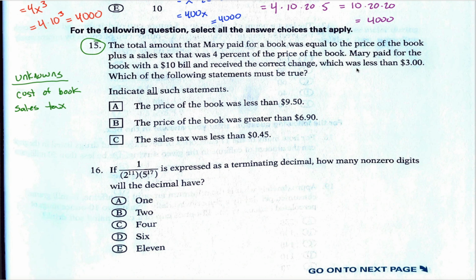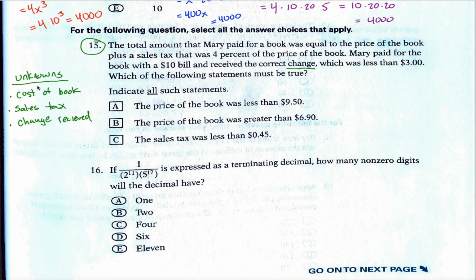If you go back to this problem, we also don't know how much change she received. I-E, E-I, I never remember that one. I guess it should be E-I, right? I before E except after C, except that's not always true. I don't know. English is the worst. Whatever. There's lots of things we don't know that we're going to need to figure out.